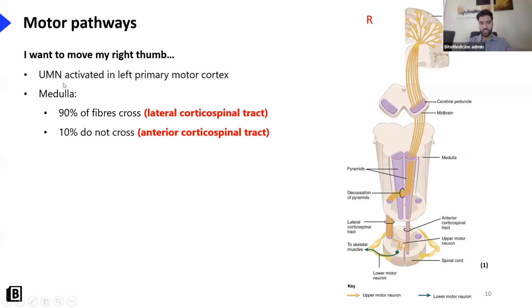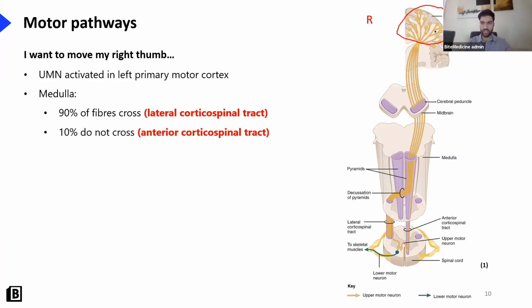So the upper motor neuron is anything in yellow on this diagram. It's anything before the synapse at the anterior horn, which is in green. Okay, so all of these yellow nerves are known as upper motor neurons. So if I want to move my right thumb, the left part of my motor cortex becomes activated, and that's up here in the precentral gyrus. That's not too important, but yeah, interesting fact.